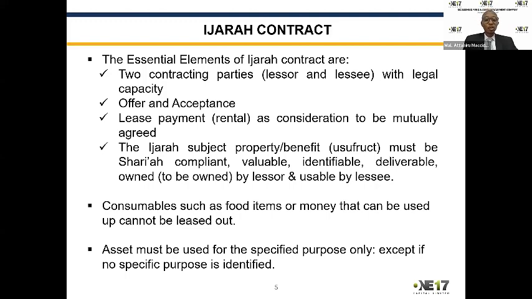So in this case, consumables such as food items or money that can be used up cannot be leased out. We have to be very clear with respect to all these aspects, because it's a Sharia issue. The asset must be used for the specific purpose only, except if no specific purpose is identified. Specifically, if a house or a car has been leased by the Islamic financial institution to its customer, the usage of that particular car or house, if specifically mentioned, must be abided by the lessee. For example, a house meant for residential use, a lessee is not expected to convert it to a hotel or to some other commercial use, unless it is clearly mentioned or the contract is completely silent on it.